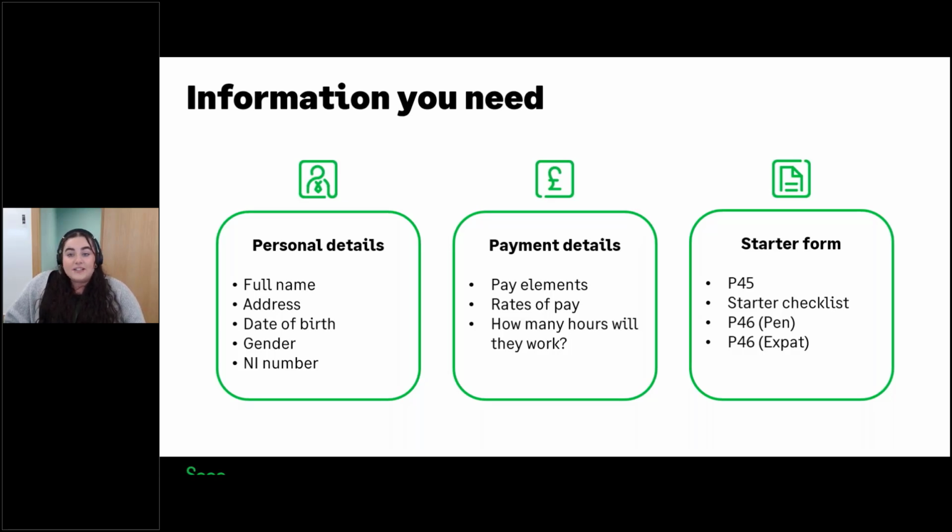And then lastly, you do need a starter form from your employee. This is probably most commonly the P45 that they've got from their previous employer. But if they don't have one of these, they will need a starter checklist. And the starter checklist is what's replaced the old P46 form. Some less common examples of a starter form is the P46 pen form, which is to do with non-RTI employers notifying HMRC that an employer is paying an occupational pension to a former employee. Or you've also got the P46 expat form, which is for employees seconded to work in the UK. But in today's examples, we will stick with those more common starter forms, the P45 and starter checklist.